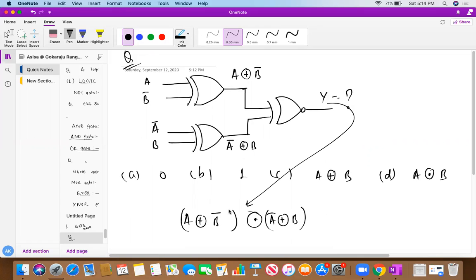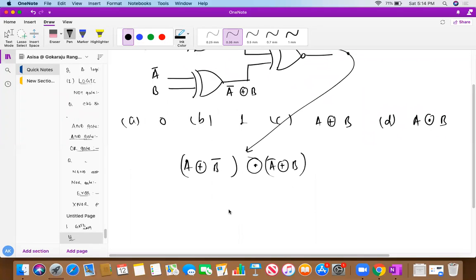Okay, all of you understand? Any doubt on this? So what do you know? A XOR B bar is what actually? Can I write this as A XOR B? We have already proved it. A XOR B bar is nothing else but A XOR B. And A bar XOR B is also A XOR B. We have proved it already.